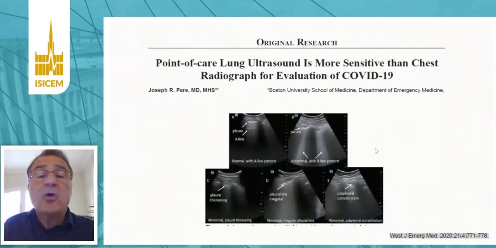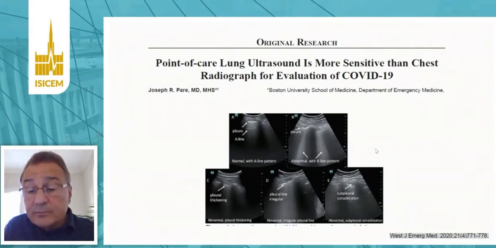But one of the most important points, which was described by many authors assessing COVID-19 pneumonia, is that the pleural line is abnormal. And you see that the pleural line is thickened here, the pleural line is irregular, and most of the time, when you have this irregular and thickened pleural line, you may have a subpleural consolidation just behind this pleural line.